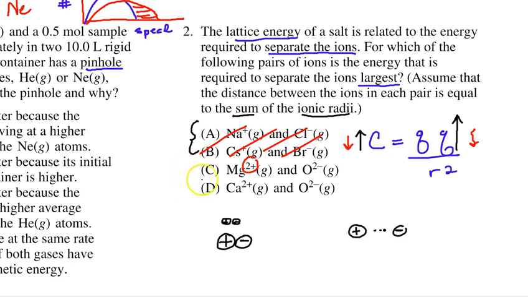Now it's between C and D. And these both have the same Q. They both have the same charge. So the next piece of this is, what about the radius of the ions? I'm looking for the smallest. Now we both have oxygen here. So now this question comes down to magnesium versus calcium.